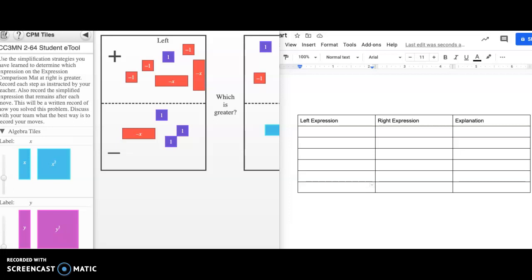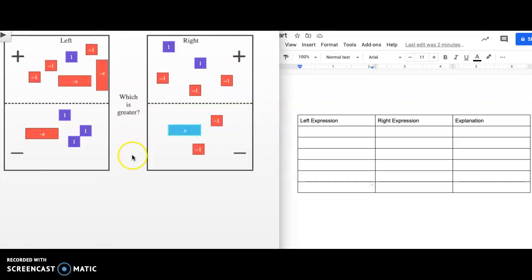Okay, so here is our first expression mats that we have here. So I am going to record what I have on each mat in this table. We call this an LRE table. So it has the left expression, the right expression, and then an explanation of what step we're on and what we're doing.